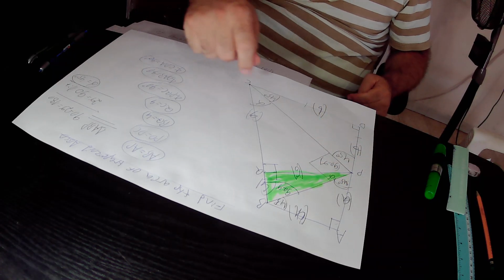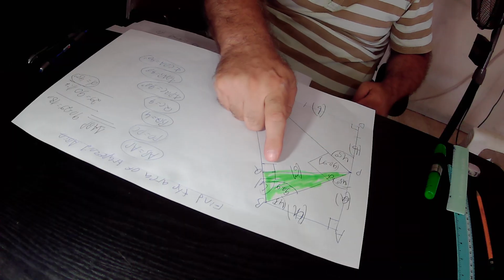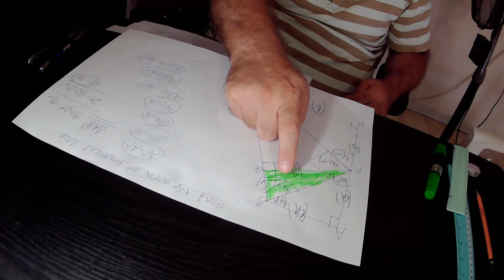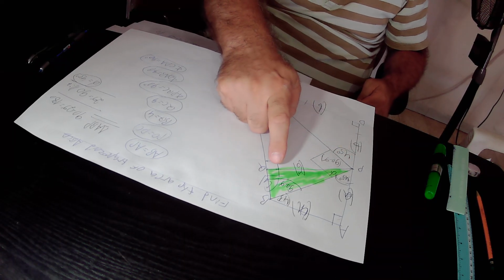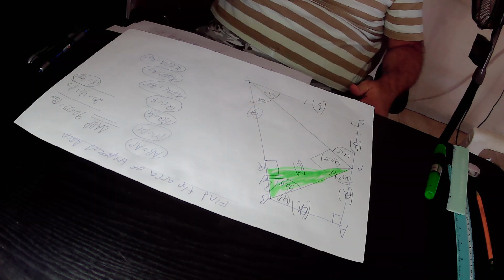So in the right small green triangle BPQ, this angle equals alpha, this angle equals 90 degrees, and therefore this first missing angle must be equal to 90 degrees minus alpha. Why? Because 90 degrees minus alpha plus alpha is 90 degrees, and 90 degrees plus 90 degrees is equal to 180 degrees, which is the sum of the angles in a triangle.